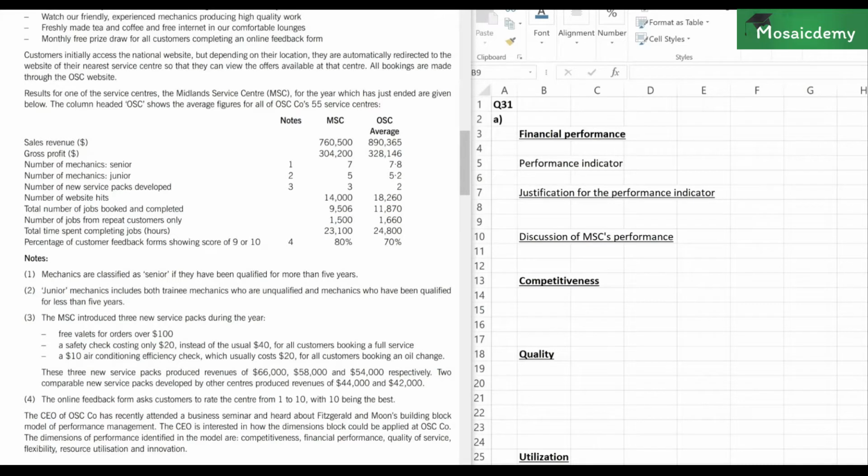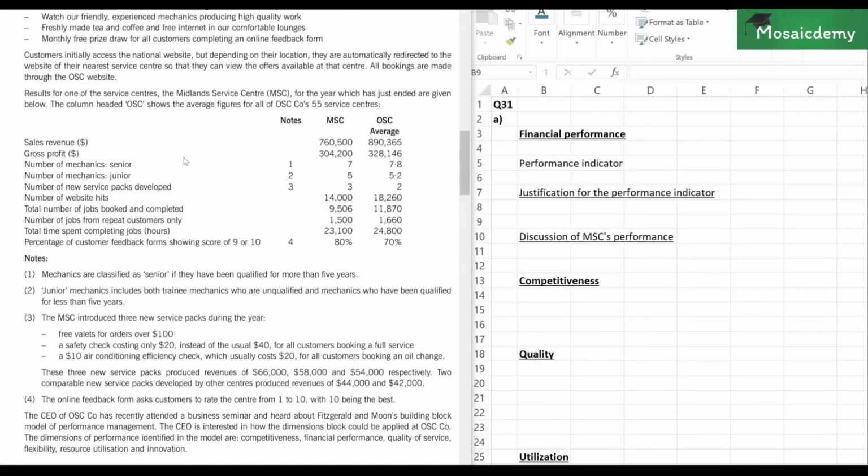Keep in mind they don't always give this, so you still need to memorize all of these, but in any case, let's start with performance indicator. We need to calculate it for each of the dimensions, starting with financial performance. Now they've given all this data, but performance indicator, when it comes to the exam, they don't want you to use one line item. They want you to combine and make ratios out of 2 line items. So for example, for financial performance, potentially we could just look at the gross profit or the sales revenue, but that's not what they want in the exam.